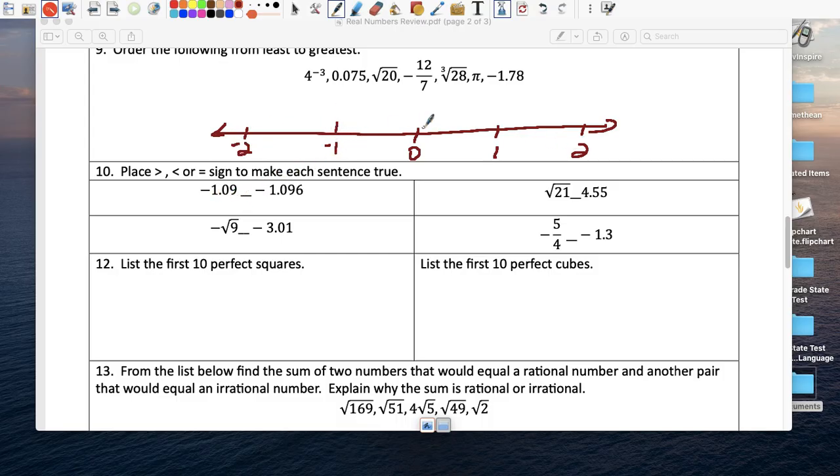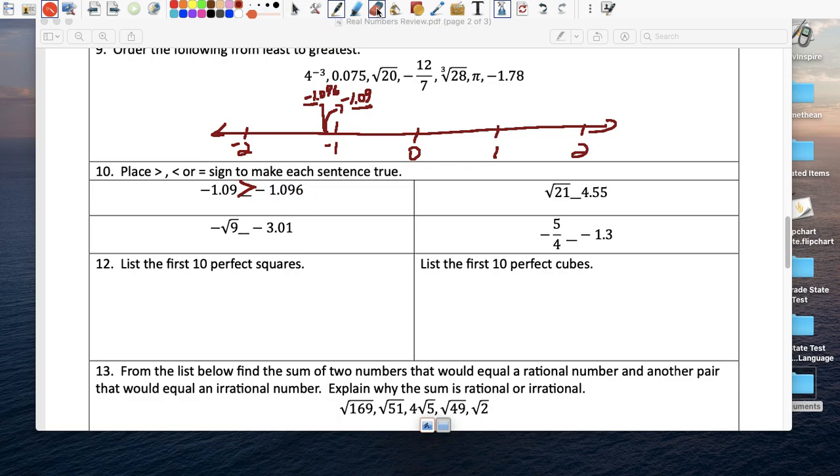Negative 1.09, well, that's 0. Negative 1, negative 1.01, negative 0.10. Negative 1.09 is right over here. Negative 1.096 is really right next to it. So between these two, who is the greater number? Well, this is the greater number and this is the smaller number. So negative 1.09 is greater, not by much, but it's greater than negative 1.096.